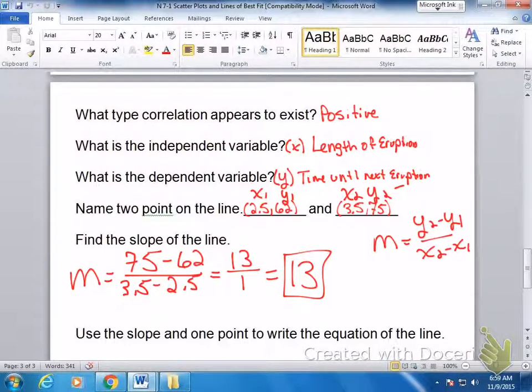The next one said name 2 points on the line, so I picked 2 points. I picked them kind of at random. You could pick any two. I picked 2.5 and 62 and 3.5 and 75. But the next question wants me to use those 2 points to find the slope. So I'm going to label 2.5 and 62 x1, y1, and 3.5 and 75 x2, y2. Then all I did, guys, is I plug them into my slope equation, and I find out that my slope equals 13. Now, that might not be the slope for every particular piece of that line, but for these 2 points and maybe for a line of best fit, that is our slope.